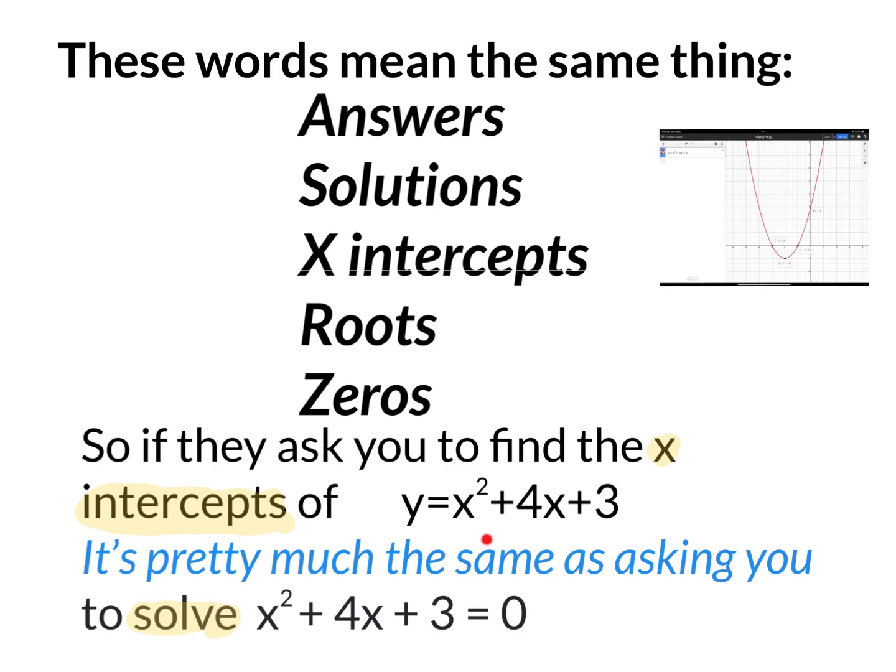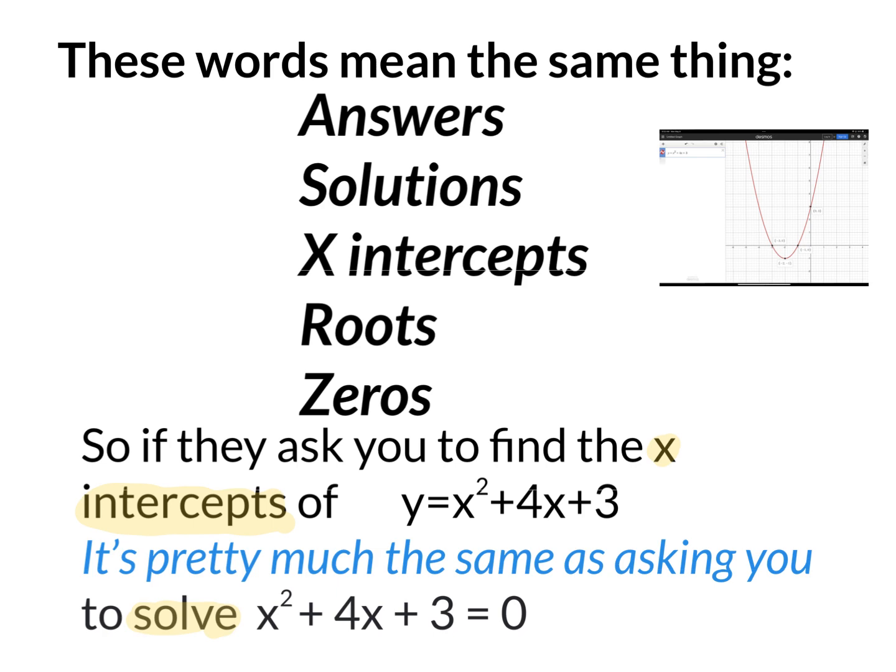But it's pretty much the same as asking you to solve x squared plus 4x plus 3 equals 0. That's an equation that we could solve, right? And if you did set y equal to 0, it would be that equation with equal to 0, but on the right side instead of the left side. So I just want to make it clear to you that finding the x-intercepts is the same thing as me asking you to solve it or me asking you to find the answers, right? Which are technically the same thing as asking you to find the roots or the zeros. It all means the same thing for you to solve it.